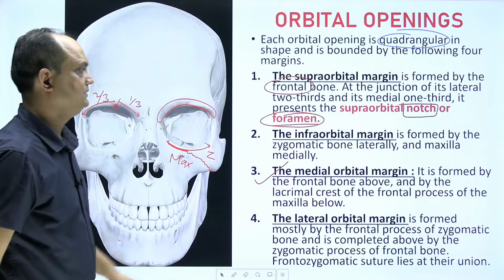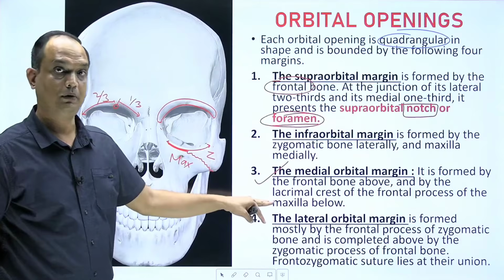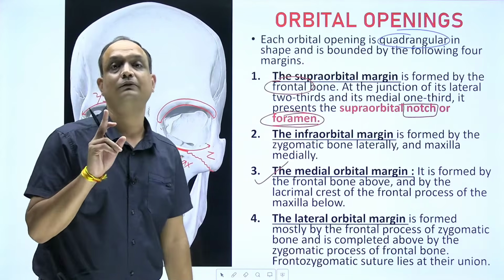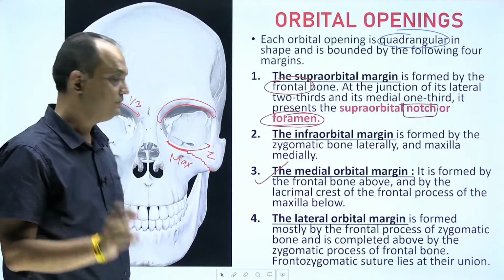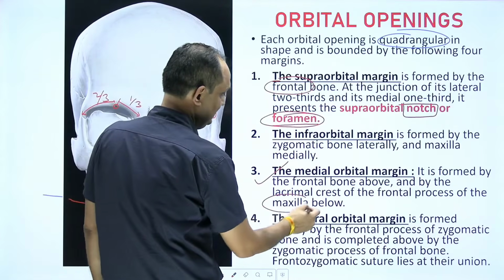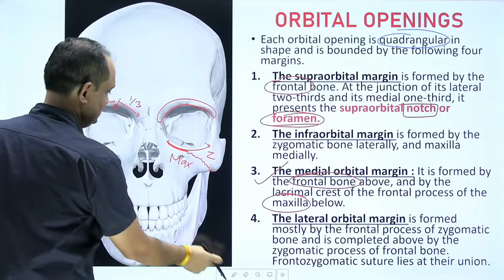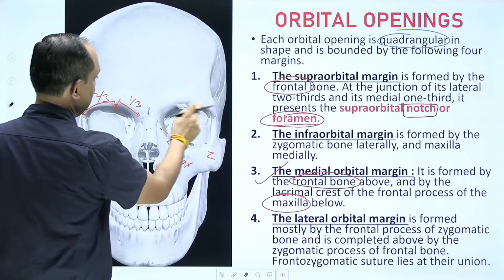Now the medial margin is formed by the frontal bone above and by the lacrimal crest of the frontal process of maxilla. So what are the bones? First maxilla below and frontal bone above. Now if you will see in this image where these two bones are.